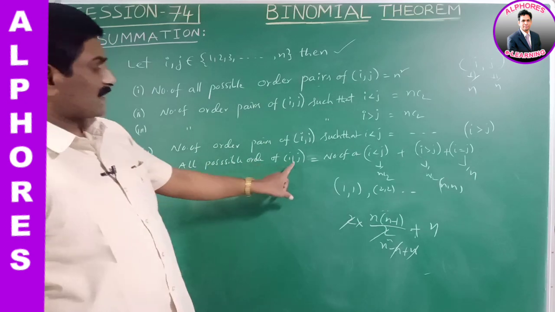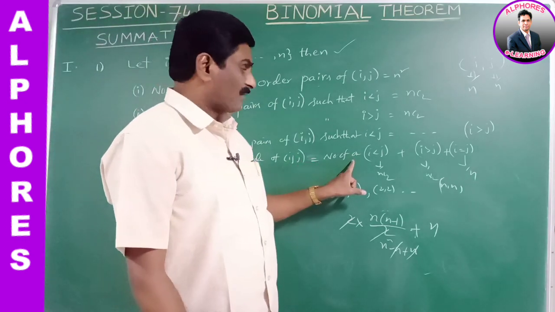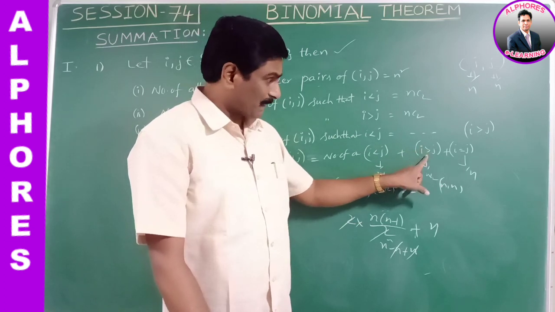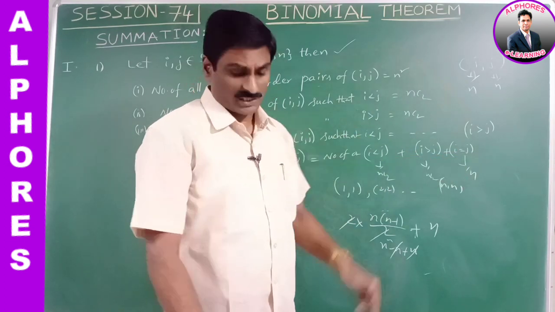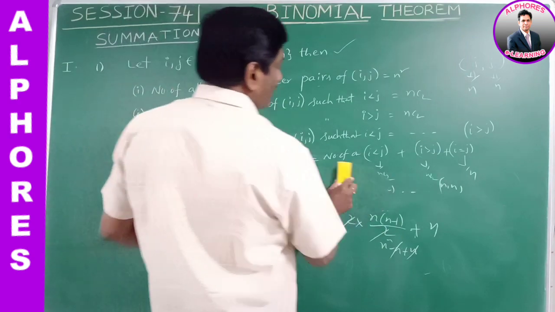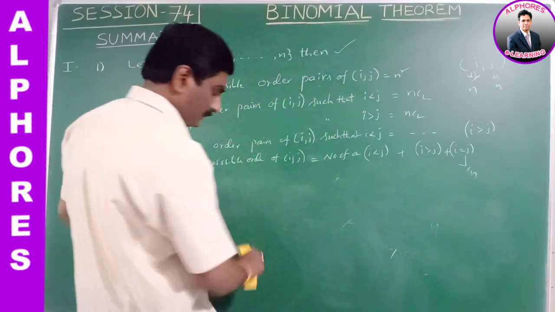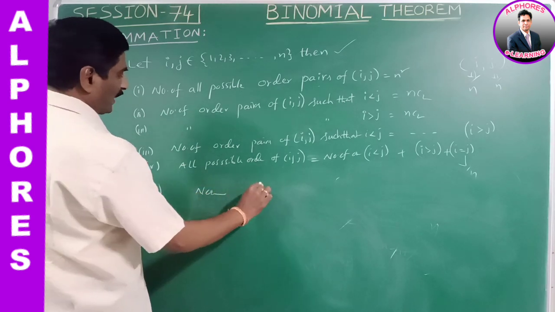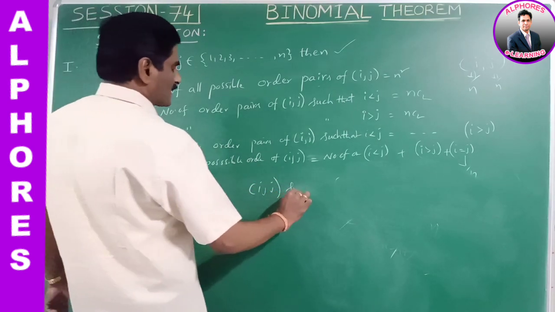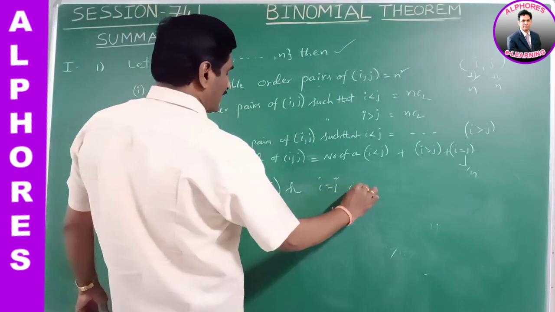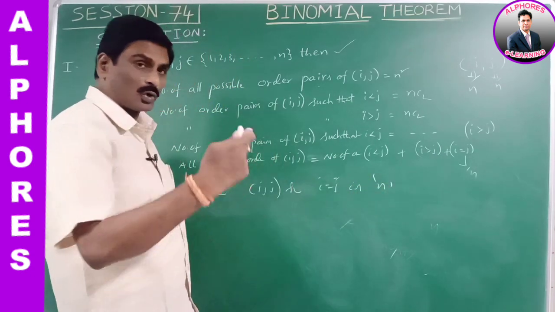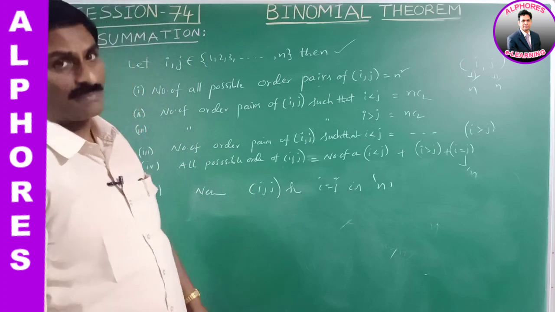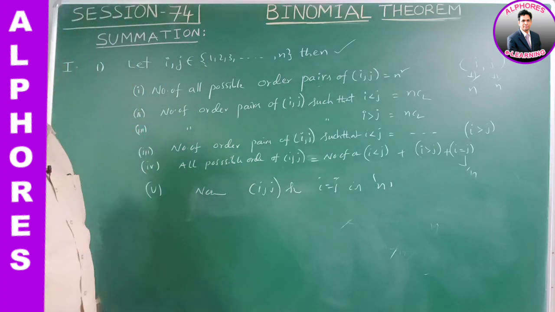All possible ordered pairs (i, j) is equal to the number of ordered pairs such that i < j, plus the number of ordered pairs such that i > j, plus the number of ordered pairs such that i is equal to j. Please write that value also. Fifth one: the number of ordered pairs (i, j) such that i is equal to j is n cases. 1 1, 2 2, 3 3, 4 4, so on n. How many possibilities? n possibilities. Please note this value.